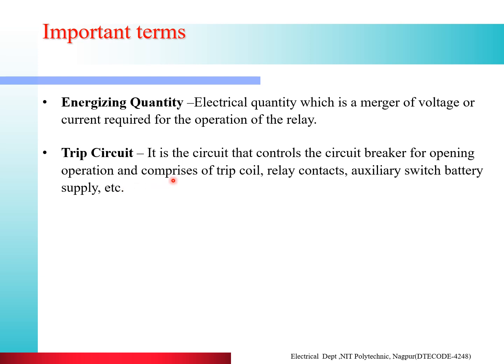So what is called the trip circuit? It is a combination of trip coil, relay contact, auxiliary switch, battery supply, etc. All this combination is called the trip circuit.